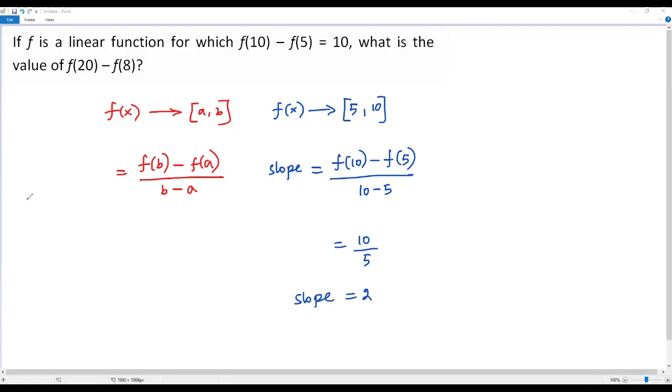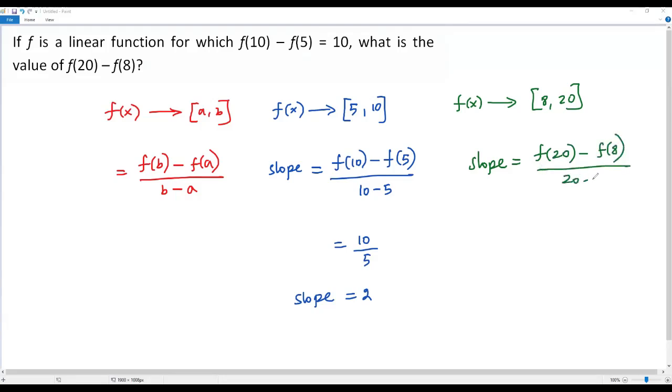Now let me consider the same function over the interval (8, 20). This time I got this interval from this expression. Again, let me find the slope here. The slope is equal to, using the same formula, f(b). In place of b we have 20, so f(20) minus f(a), that is f(8), divided by 20 − 8.